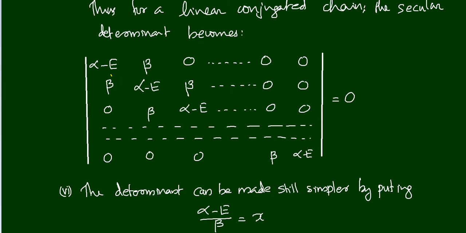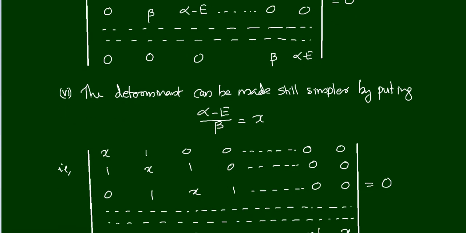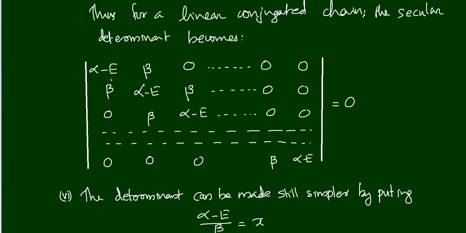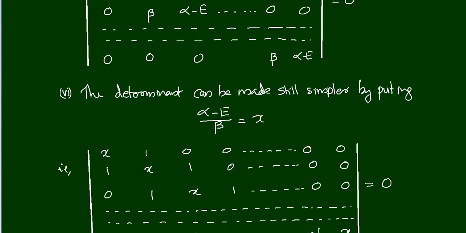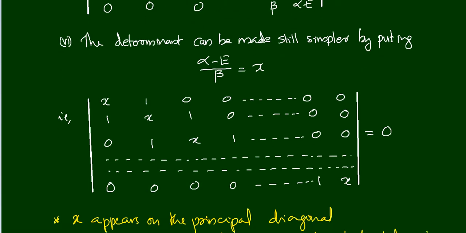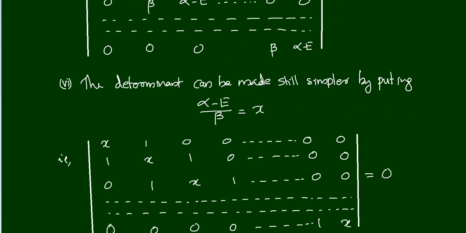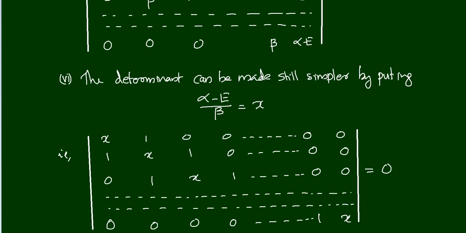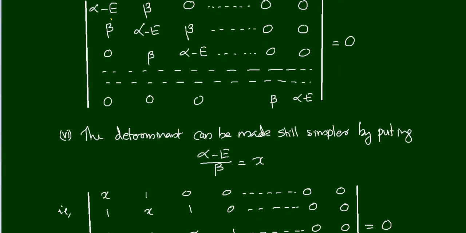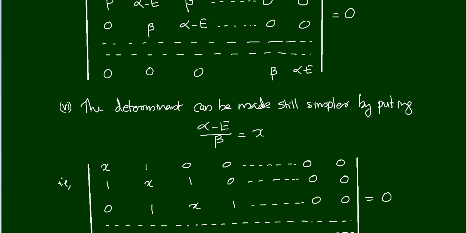It means that alpha minus e divided by beta, let me put it as x. So the first element will be x, and beta by beta is equal to 1. So the second element is 1. Okay, then 0, 0, 0, 0. And what about the next row? Beta by beta is equal to 1. That is what is written here. And alpha minus e by beta is equal to x.